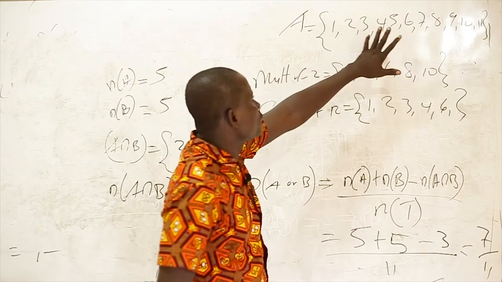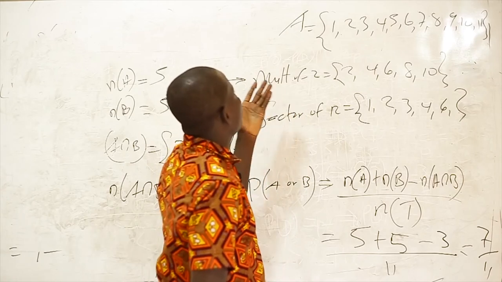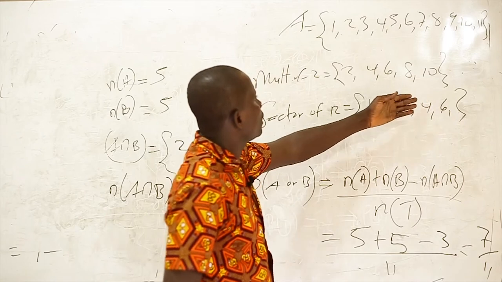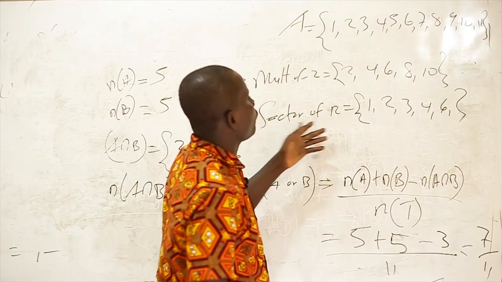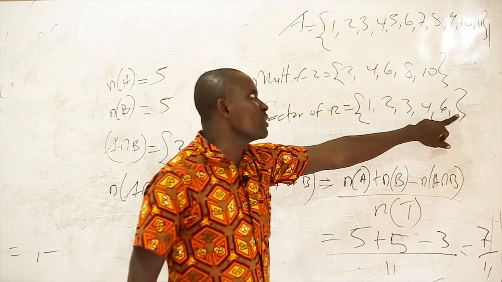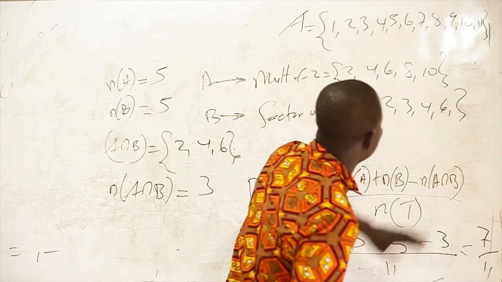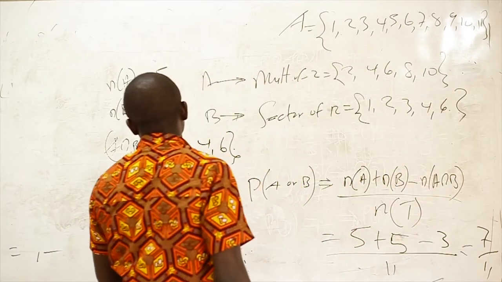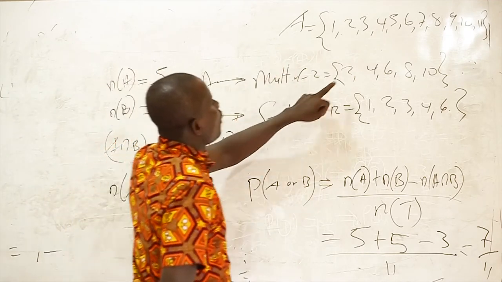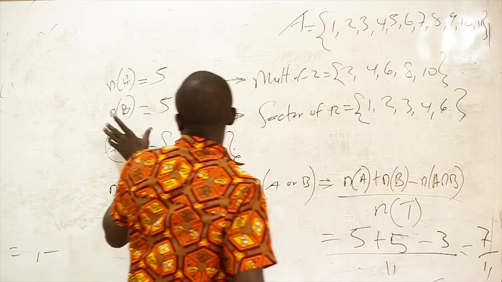We were given one common set, and out of the set, the first set is what? Multiples of 2. That's what we got. Second set is factors of 12: 1, 2, 3, 4, and 6. 12 should have been included, but since the universal set doesn't contain 12, we left it at this point, okay? Then we say that if here is set A, then we have N A. Number of elements in A is 1, 2, 3, 4, 5. Number of elements in B is 1, 2, 3, 4, 5, which is N B.